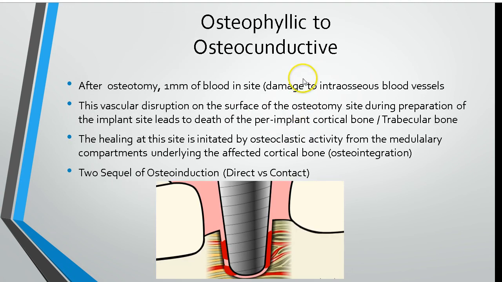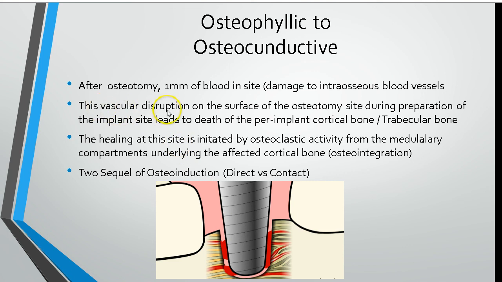So, the key part that you should remember and understand. When we do our osteotomy, you pretty much make a hole, and then you get the blood supply within that cavity. Usually you get about 1 millimeter of blood supply because you cause damage to the intraosseous blood supply. And within this blood supply, you have the platelets and the red blood cells.